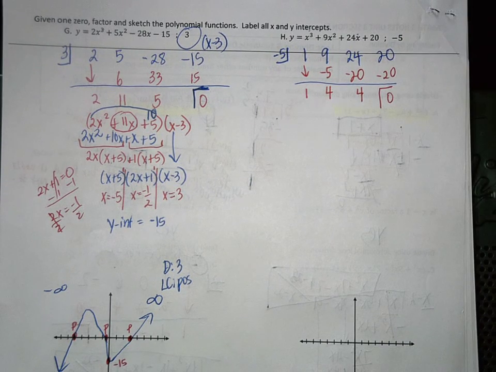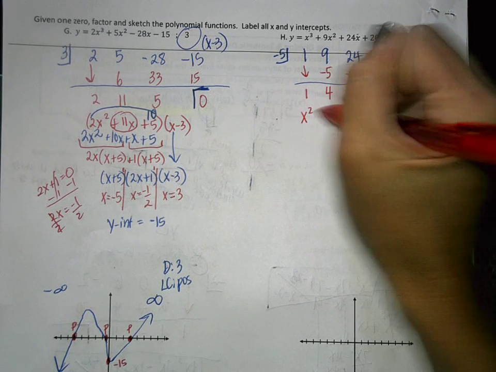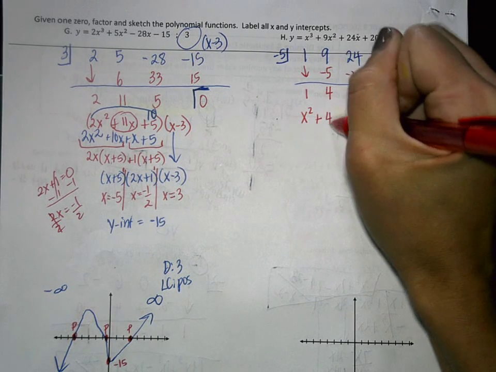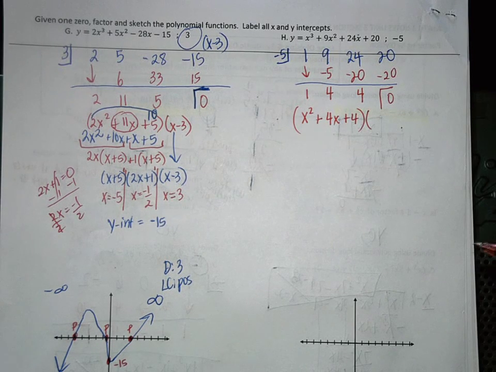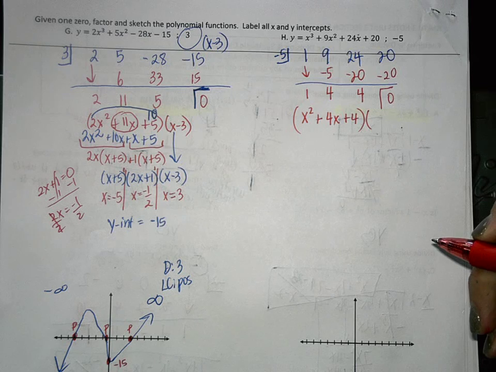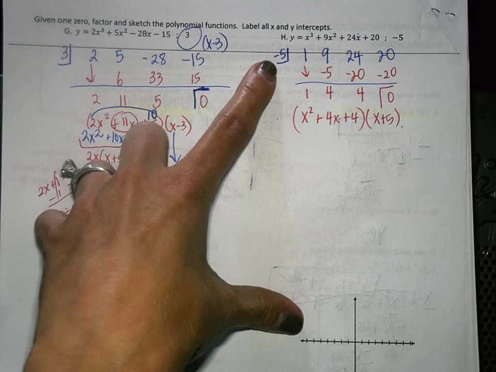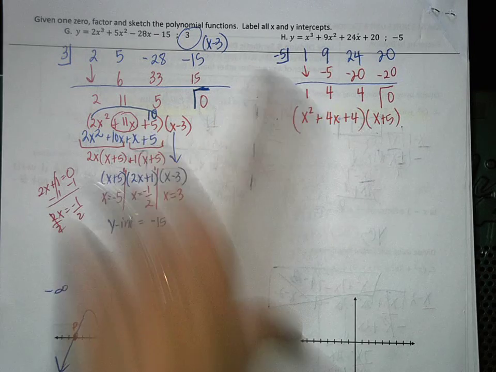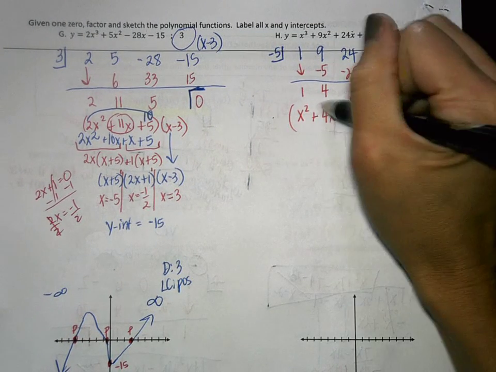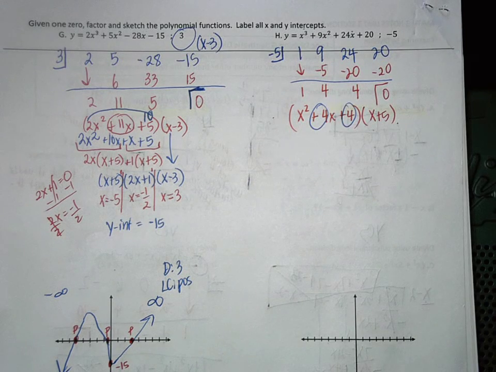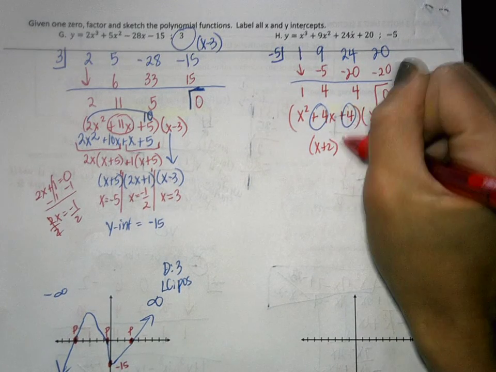When I write this out, it will be x squared plus 4x plus 4, and then my other parenthesis will be x what? Very good, because it's always going to be the opposite of whatever that was. So we have x plus 5. What does this factor to be? What adds to 4 and multiplies to 4? Okay, so that means I have x plus 2 what? Squared. Good. And then x plus 5.